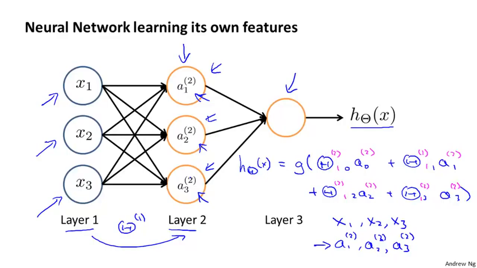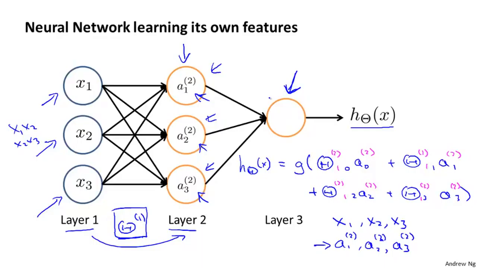And as you can imagine, depending on what parameters it chooses for theta 1, you can learn some pretty interesting and complex features, and therefore you can end up with a better hypothesis than if you were constrained to use the raw features x1, x2, x3, or if you were constrained to, say, choose the polynomial terms x1, x2, x2, x3, and so on. But instead, this algorithm has the flexibility to try to learn whatever features it wants, using these a1, a2, a3 to feed into this final unit that's essentially a logistic regression unit.